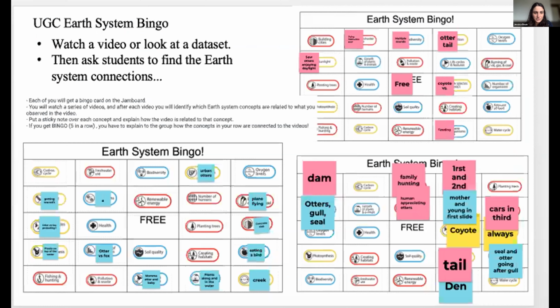A new resource that I just started using and developing is also called Earth System Bingo. So you take these icons and you arrange them in a bingo card, and you can look at different data sets or videos or whatever it might be where the content is, and you ask students to make the connections. And you see who gets bingo and then who can really explain what's going on. So for example, the Earth System Bingo cards you're seeing here were annotated by teachers who were looking at videos about river otters in their local environments. And so they were commenting on the different aspects of what they looked at related to the river otters and how that was connected to different Earth system processes on their bingo cards.